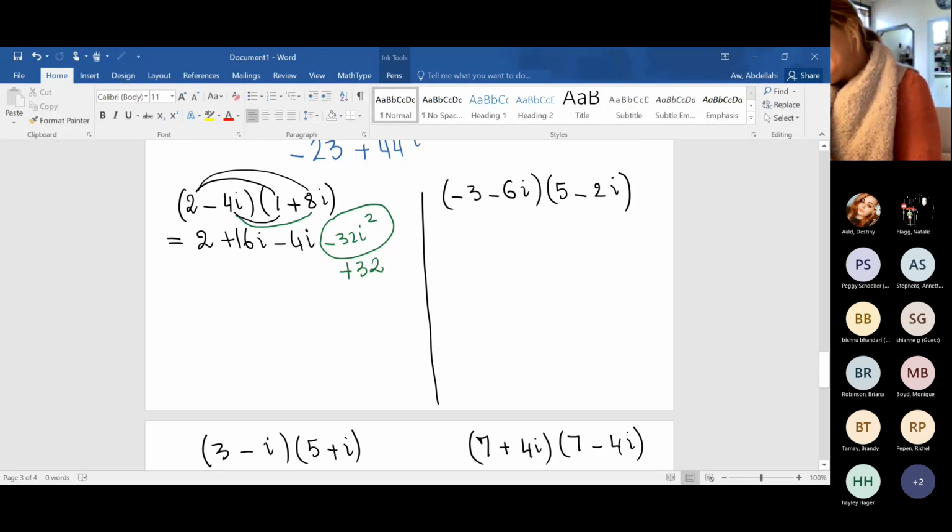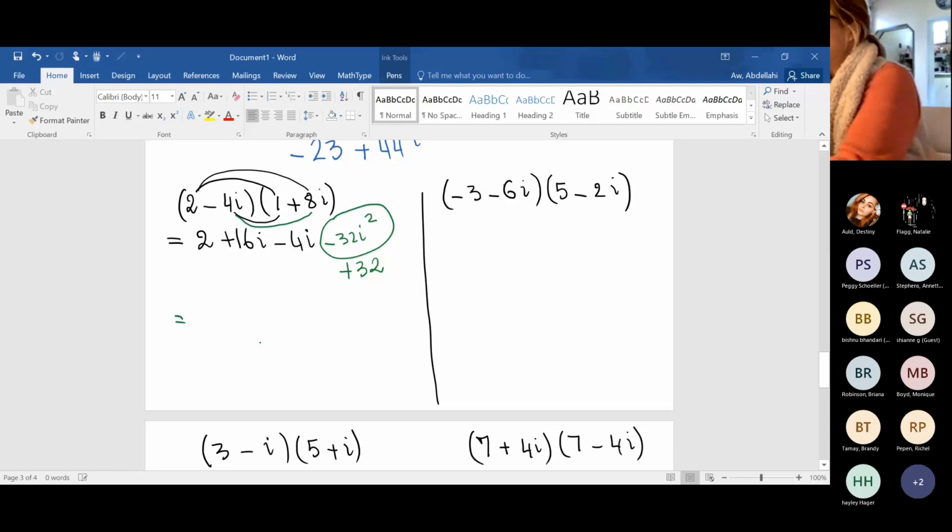Regular FOIL. The only time you're going to use the definition of i is when you get to the i squared. Now on the test, don't leave your answer with an i squared. If you leave your answer with an i squared, you don't get the credit.